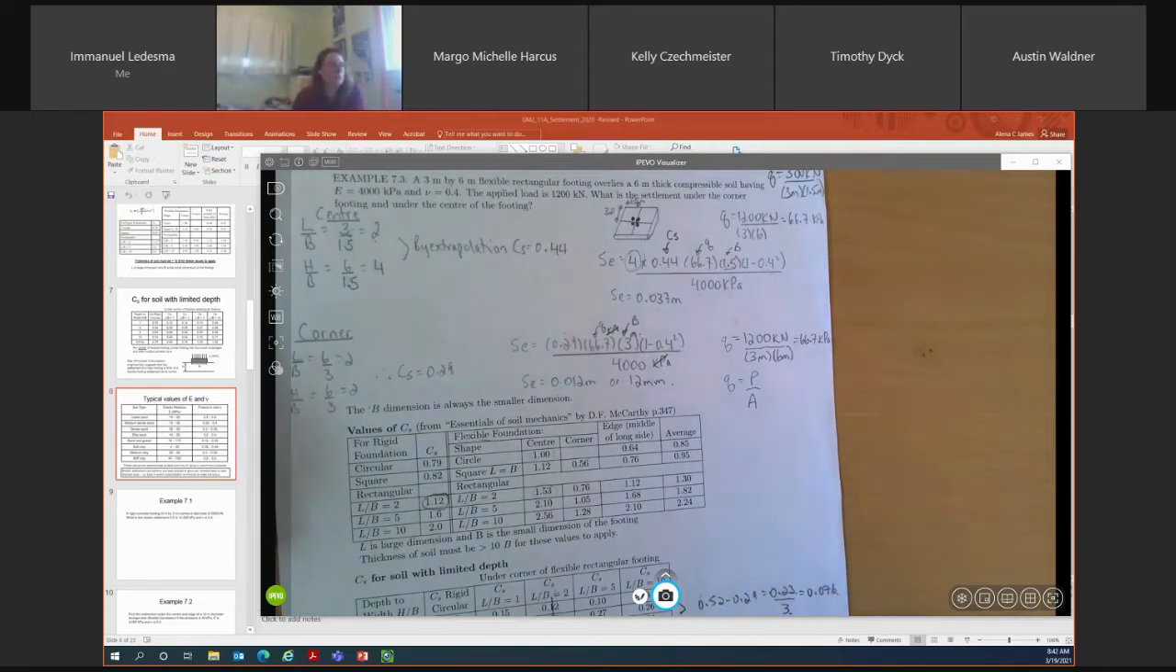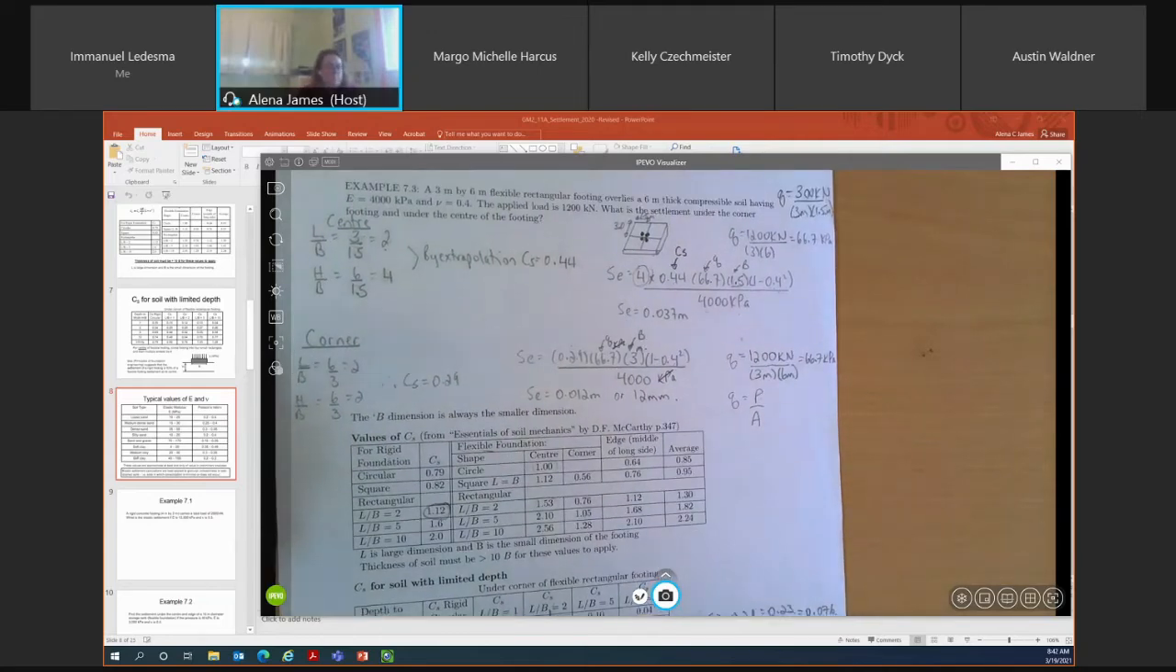Anyone have any questions on this process? They're the same, Say-Wan. If you're calculating the center of the settlement at the corner or under the corner, it means the same thing.